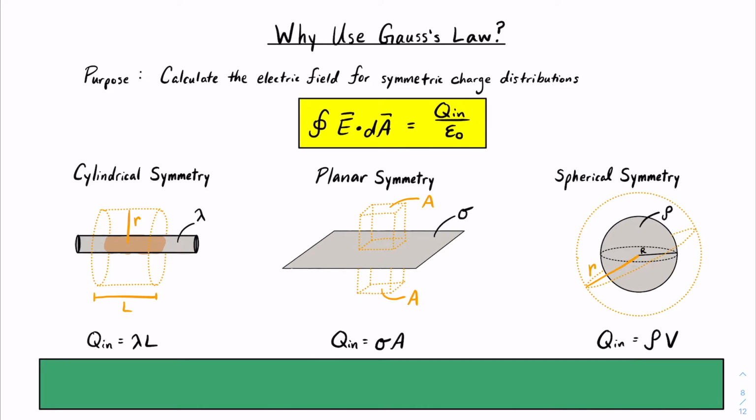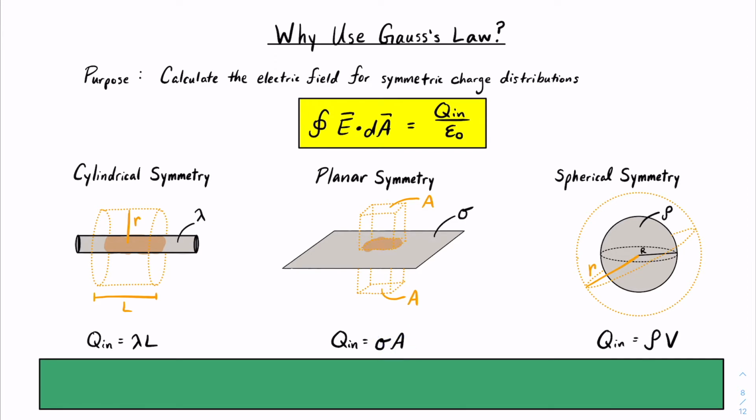We can find that simply by taking our charge density, which is charge per length, and multiplying it by the length of the cylinder. For our planar symmetry distribution, we want to find the amount of charge inside this portion of our box. Again, we have a charge density of sigma, which is charge per area, so to figure out this amount of charge, we simply multiply charge density by that area.